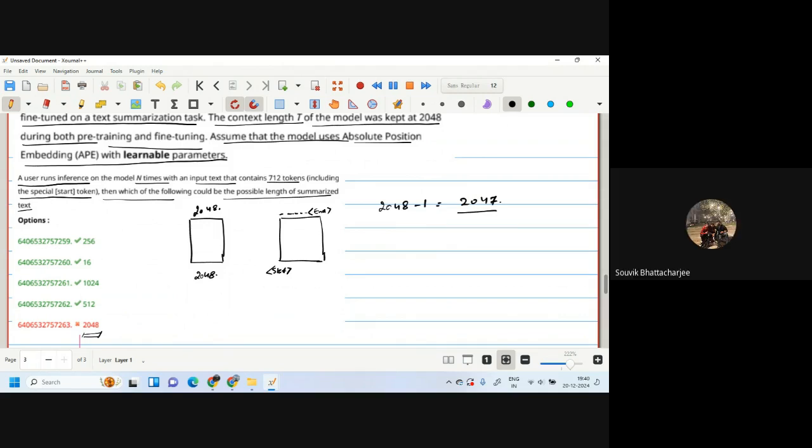Shouldn't it be 2046? Start and end. No, start takes a token. You are feeding these many tokens, and this is the summary you are getting, including special tokens. So you can get a summary only up to 2047. It can't generate a start token, it is not generating that. It can generate this 2048th token, which is end. So that is the basic logic there.